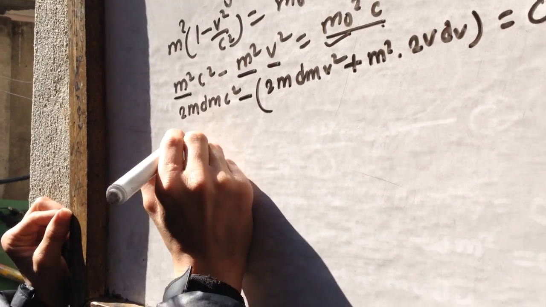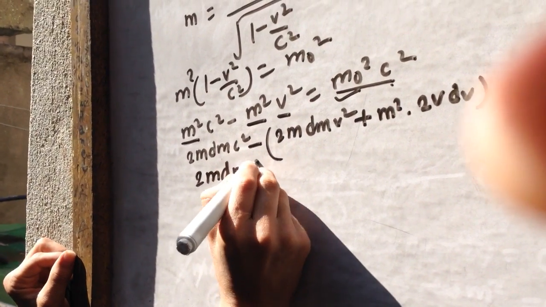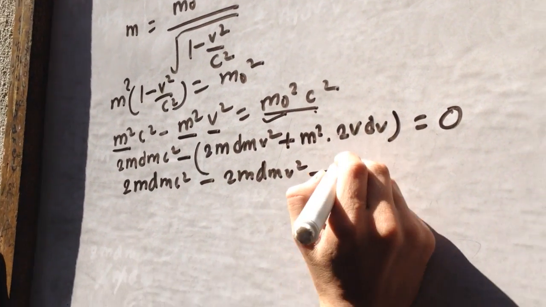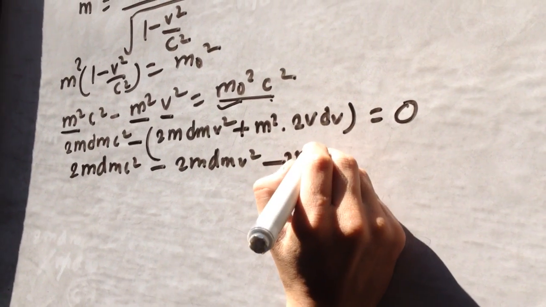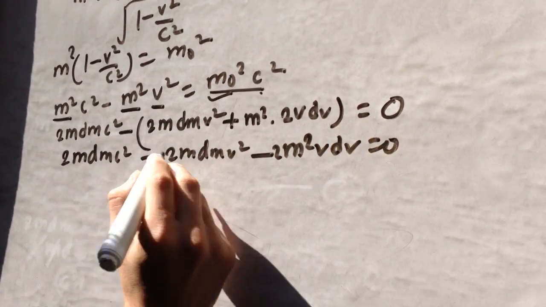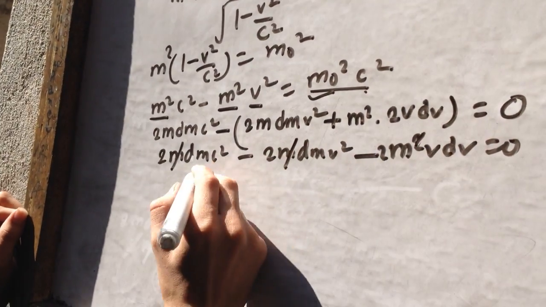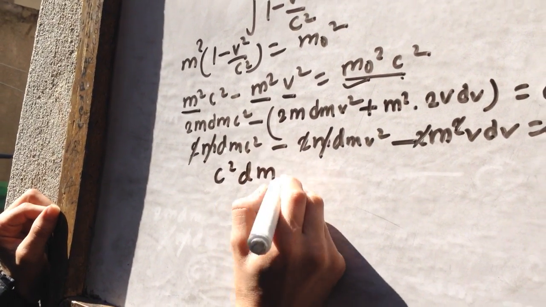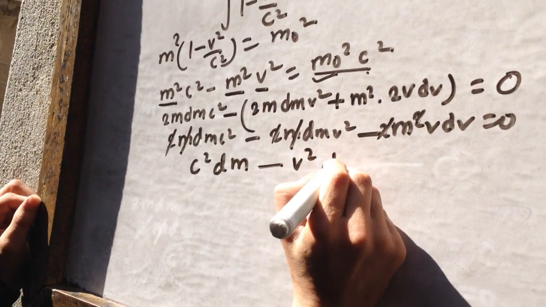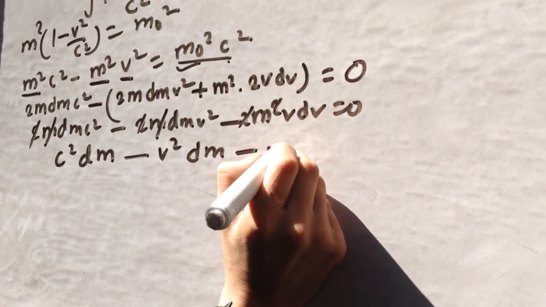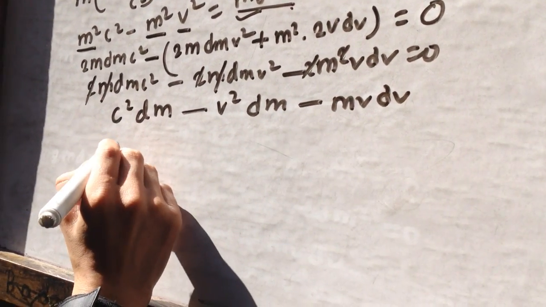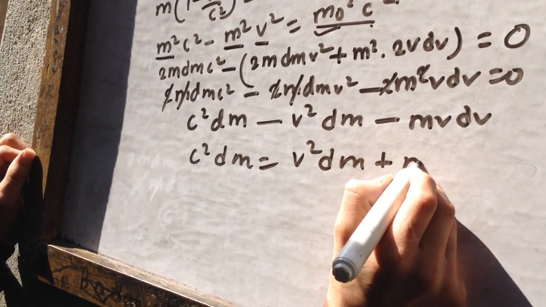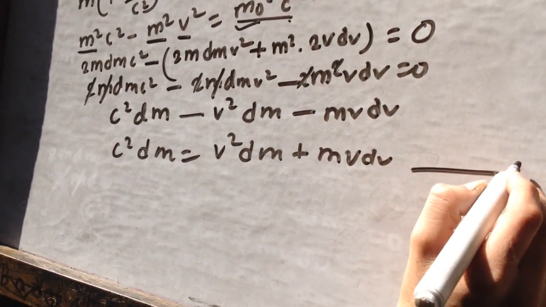Now, 2m dm c square minus 2m dm v square minus 2m square v dv is equal to 0. The 2m cancels out, so we get c square dm minus v square dm minus m v dv equals 0. So c square dm is equal to v square dm plus m v dv. This is equation number 3.